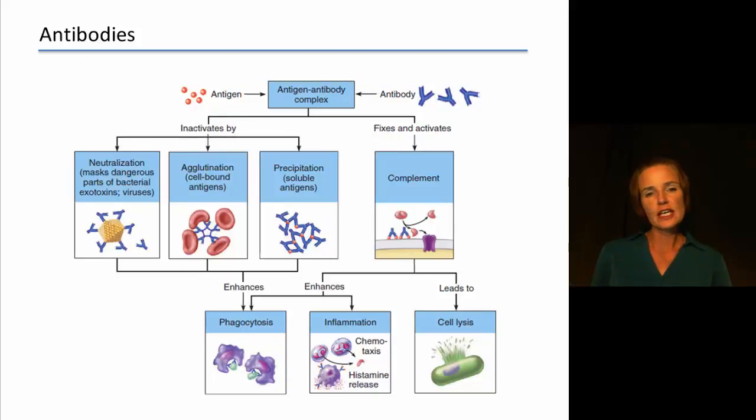In this image here, we are seeing how the antibody and the antigen complex is going to function. So the antigen-antibody complex, one thing it can do is inactivate things. One of the ways that it can inactivate is by neutralization. When it does this, it pretty much coats the surface of the pathogen and covers up the dangerous parts of that pathogen. It can also cause agglutination, which is a clumping together. It can cause precipitation of soluble antigens. And all of those are going to enhance phagocytosis.